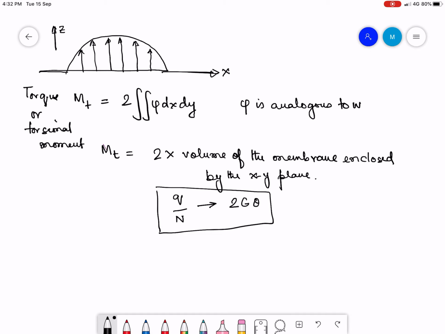Okay. So, with this we will conclude the lecture on membrane analogy. We will talk about this more when we solve the problem of finding out the shear stress distribution in a thin rectangular strip due to an applied torque Mt using membrane analogy. So, till then let us conclude this.